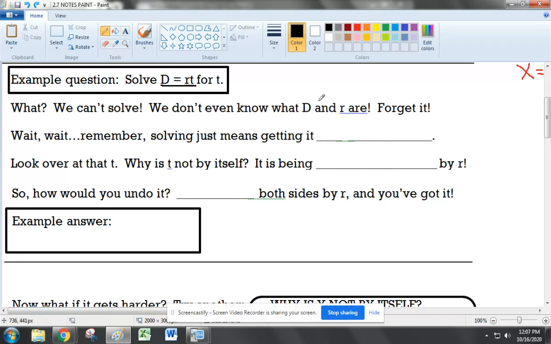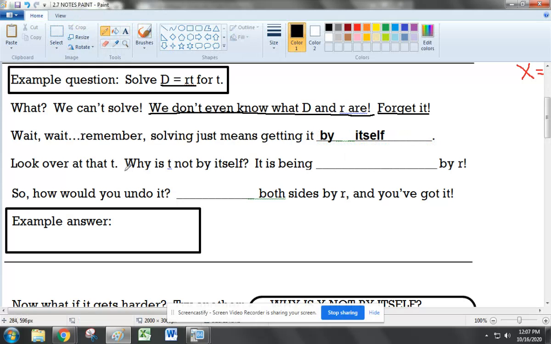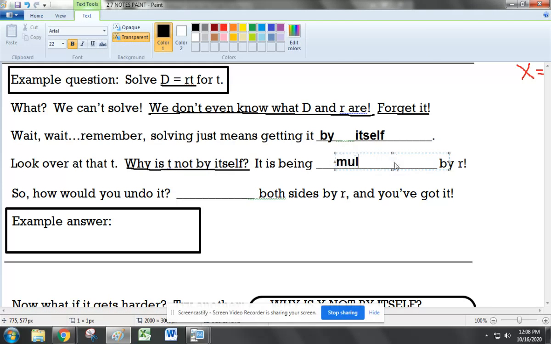If it says solve for t, a lot of my students look at it and say, well, we don't even know what D and R happen to be. We have no clue what's going on. And so usually you get a couple kids who quit. It's not a big deal. Remember, solving just means getting it by itself. What is keeping the t from being by itself? When we have d equals rt, why is the t not by itself? What is keeping it from happening? Well, it is being multiplied by r.